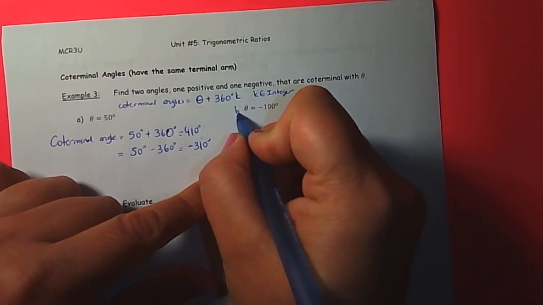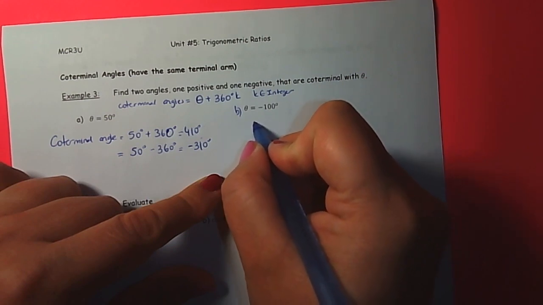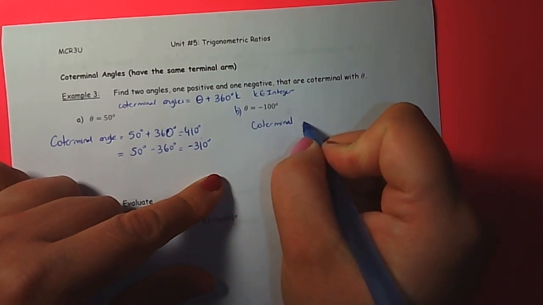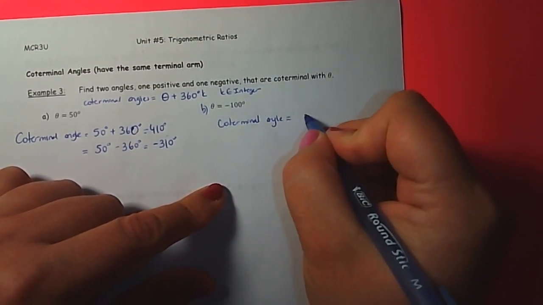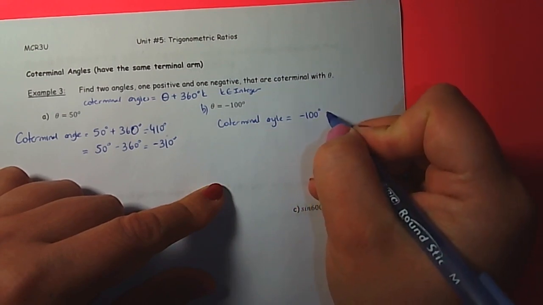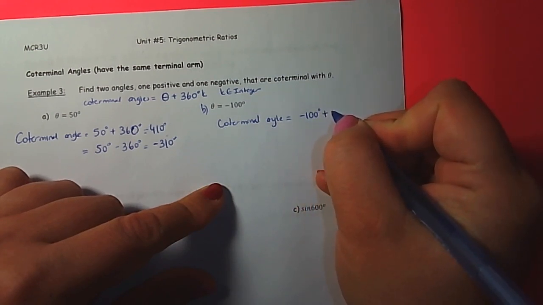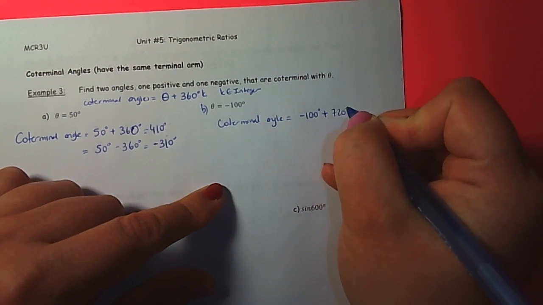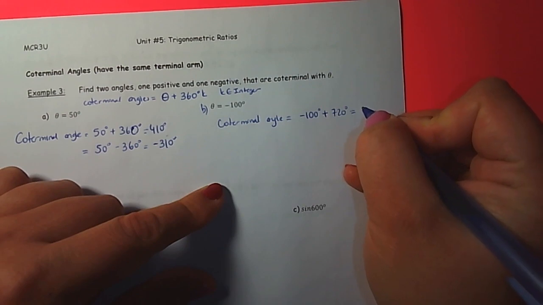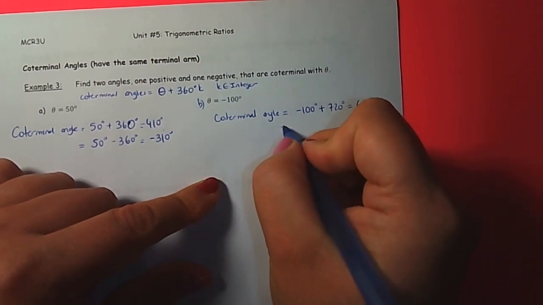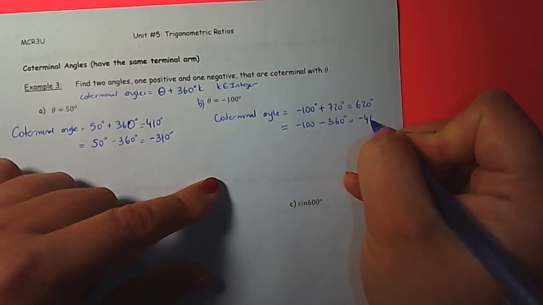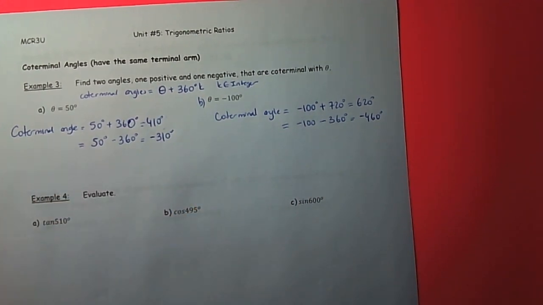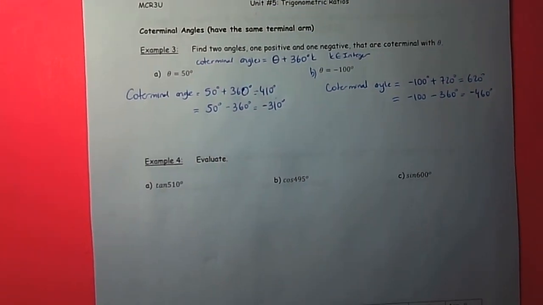So let's look at B. Theta is negative 100. To get a coterminal angle, again, I'm going to add or subtract 360 or multiples of 360. Let's add, in this case, 2 times 360. That gives you 720. So that gives you 620 degrees. Or you can subtract 360, and that gives you negative 460 degrees. And you can find an infinite number of coterminal angles by adding or subtracting multiples of 360.